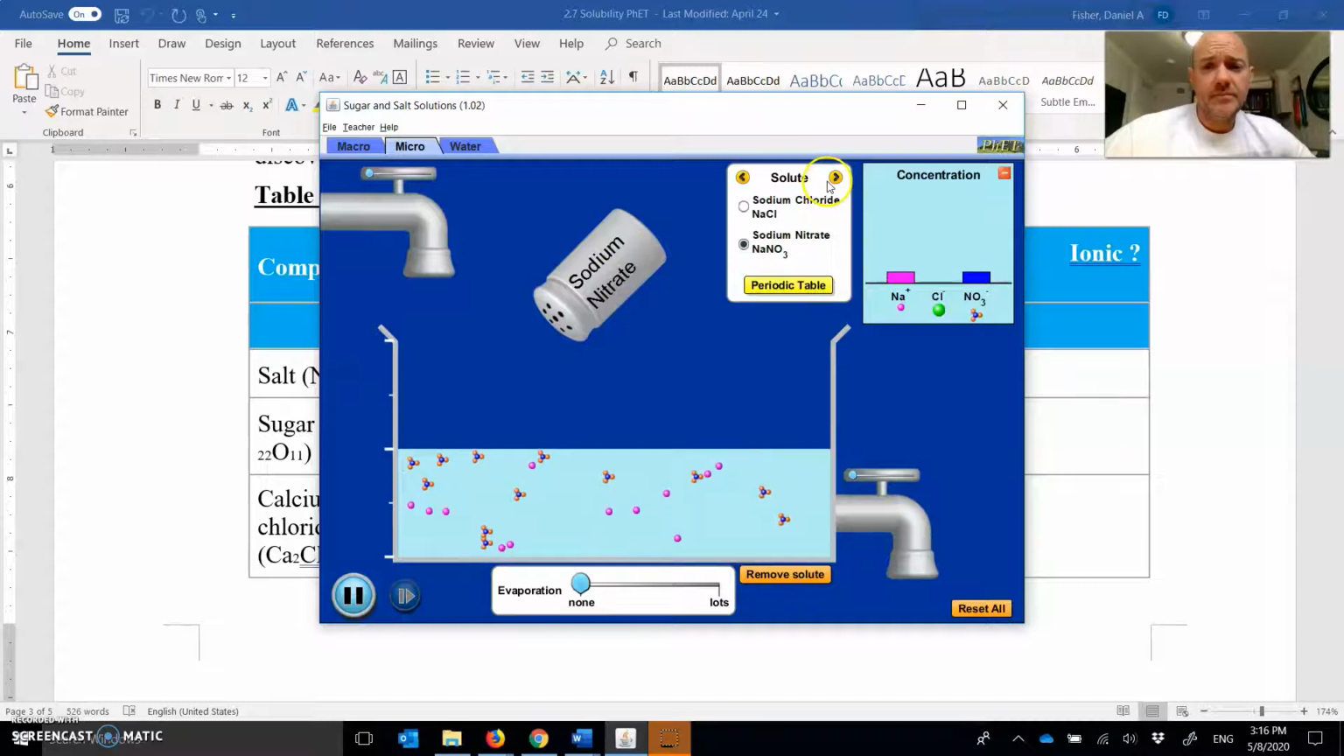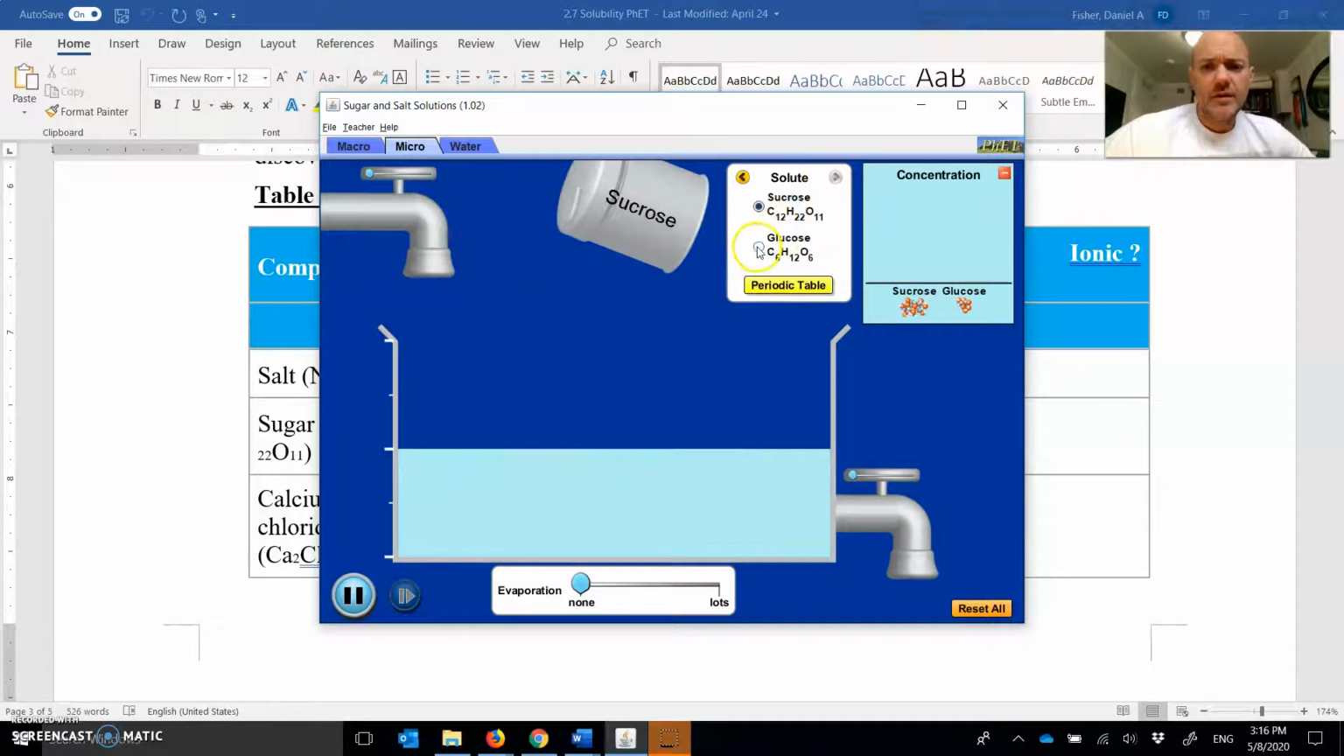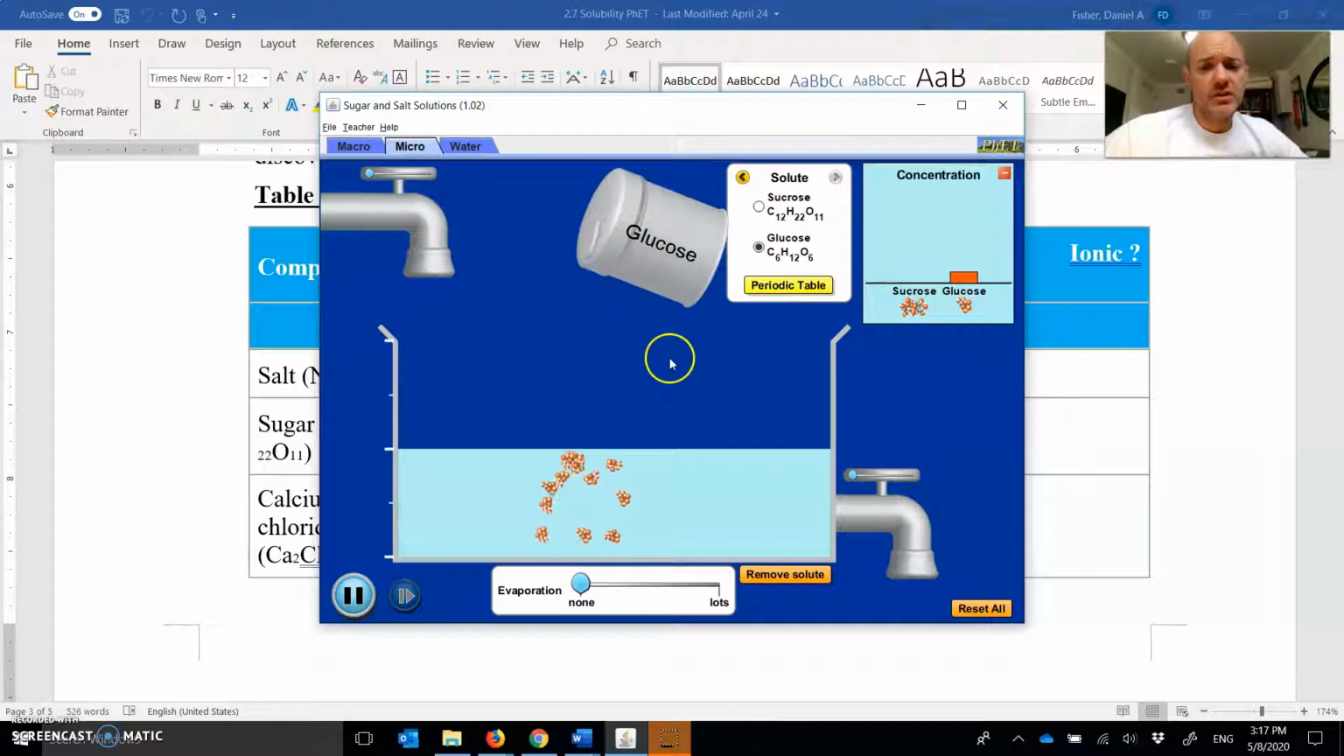All right. And then finally, we're going to come over and look at glucose. So glucose is a different type of sugar. You might have heard of it in photosynthesis. It is C6H12O6 rather than C12H22O11. So again, think about what kind of substance this is. And notice that I do just have glucose molecules floating around in here. It's not breaking down into carbon, hydrogen, and oxygen.